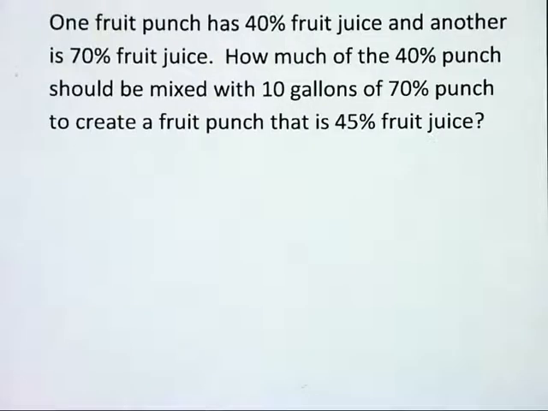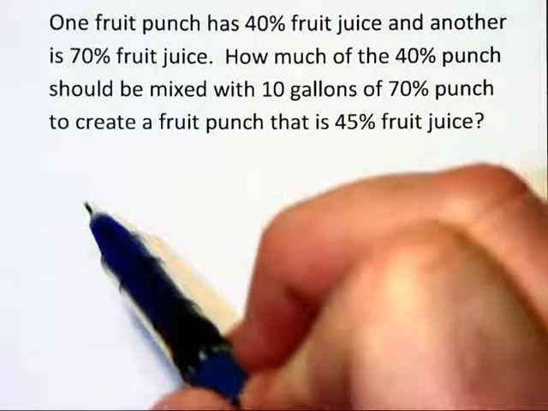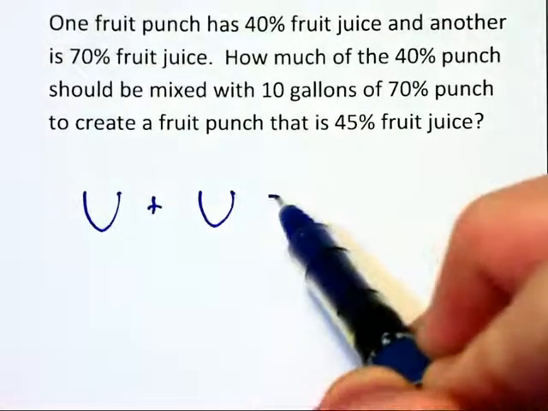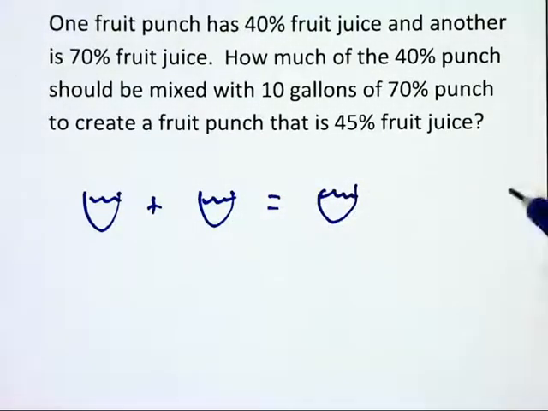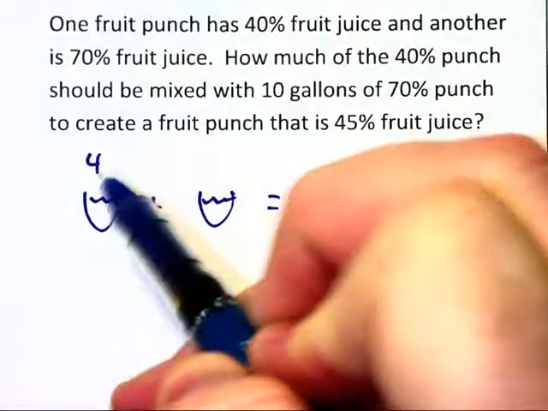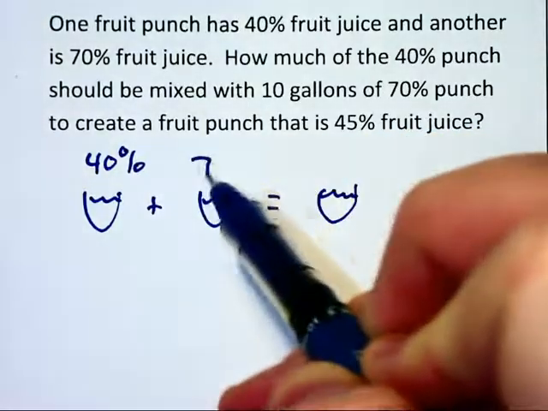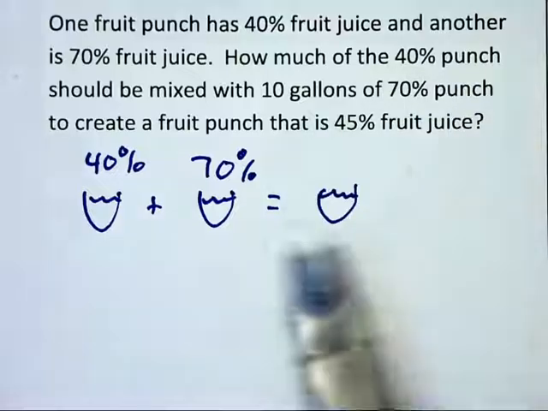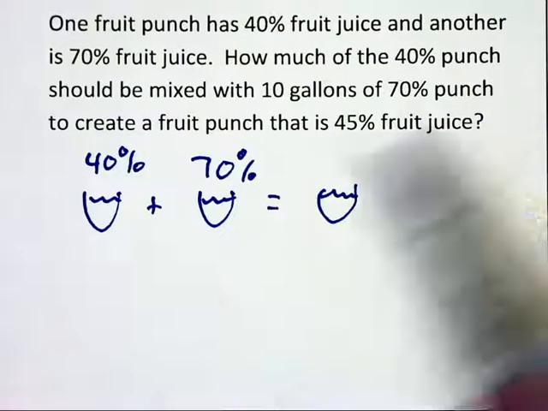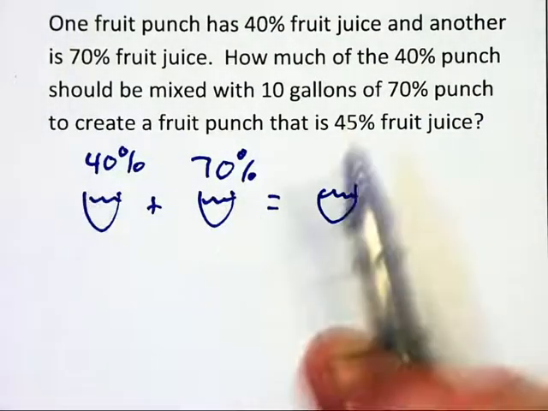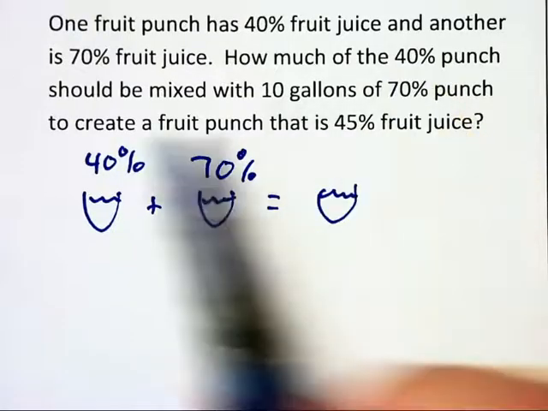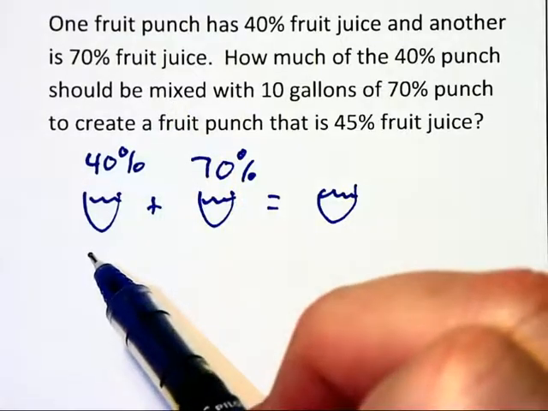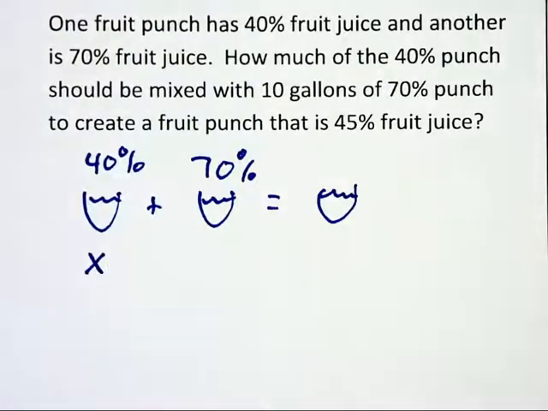One fruit punch has a 40% fruit juice and another has a 70% fruit juice. Okay, I know what I'm mixing together, so these are going to be my mixing bowls or my test tubes. Not that we're putting fruit juice into a test tube, but I have a 40% mixture and a 70% mixture. I'm going to write it this way, just as I read it. I could also write 0.40 and 0.70, but I'm choosing not to. How much of the 40% should be mixed? I don't know. That's the amount that is missing down below.